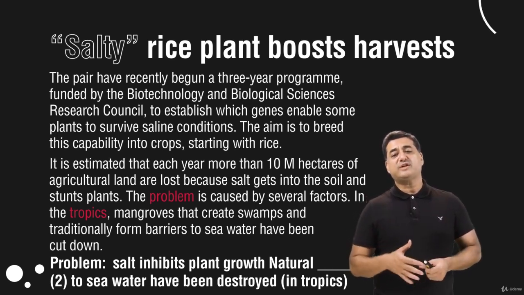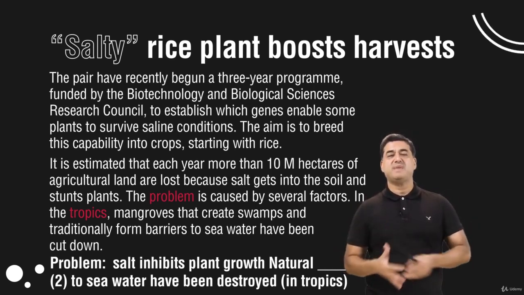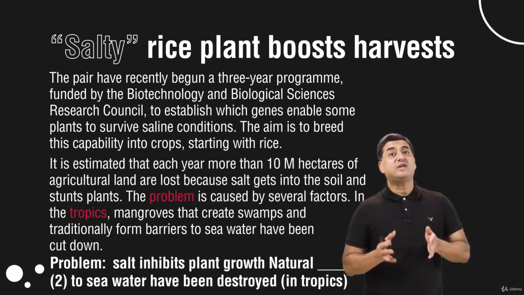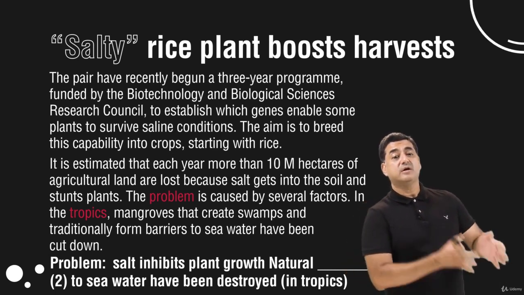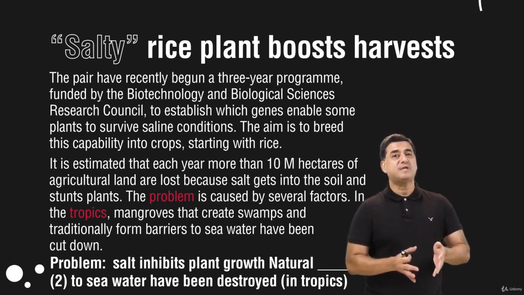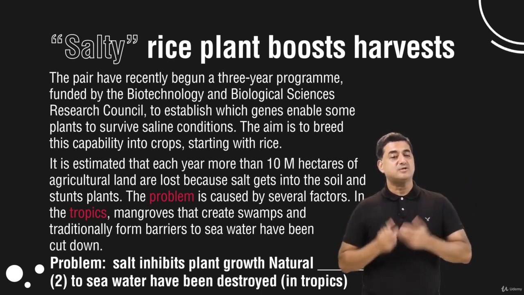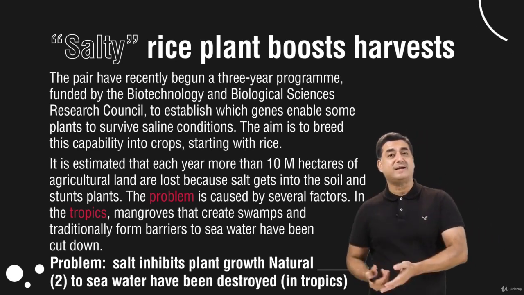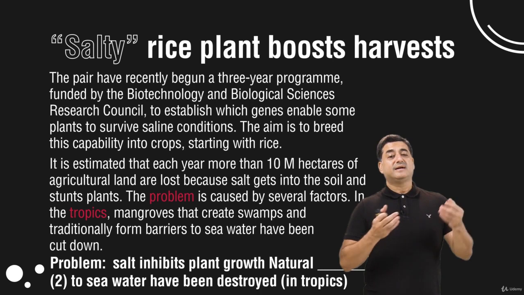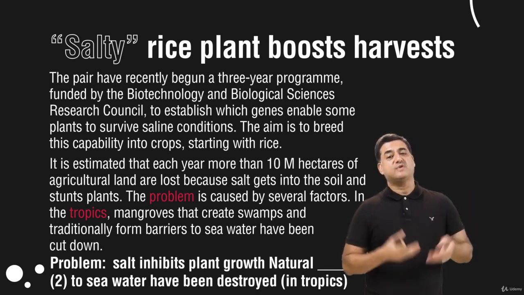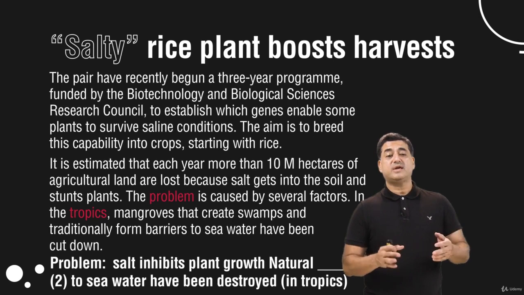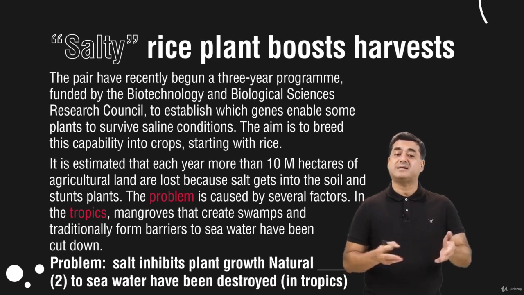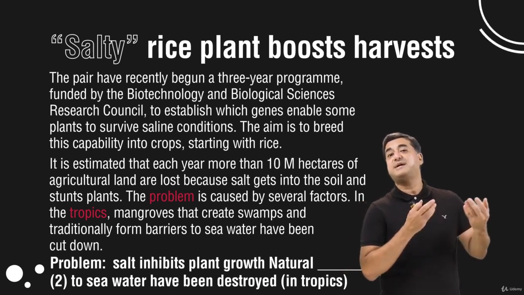So mangroves that create swamps. So they make the water thick swamps. And what do they do? They traditionally form barriers to seawater. What has happened to them? They have been cut down. So now look at this question again. Natural dash to seawater have been destroyed. There they are saying mangroves that create swamps and traditionally form what? They form barriers against seawater. Barriers to seawater have been cut down and the sentence says have been destroyed.